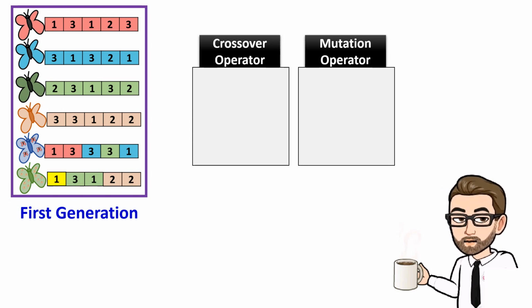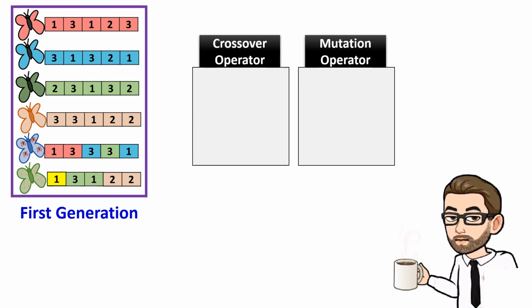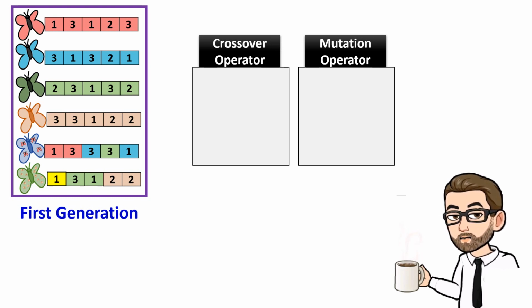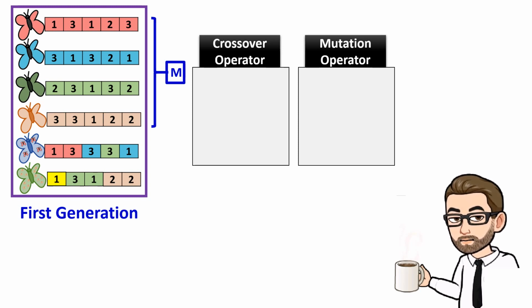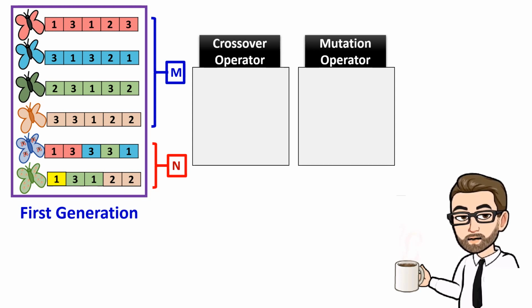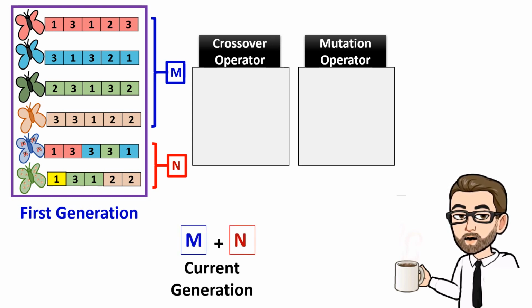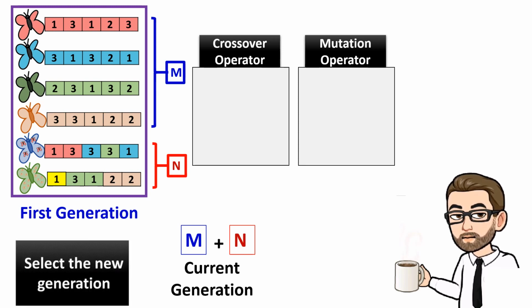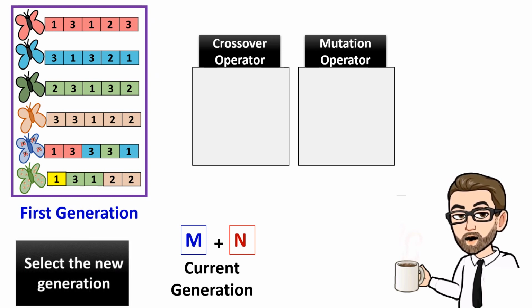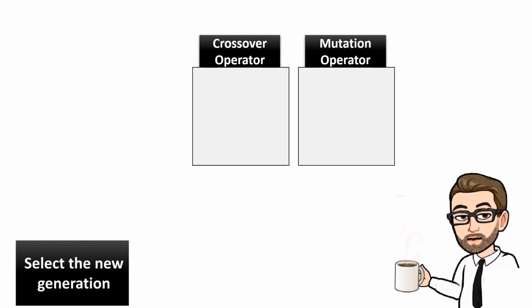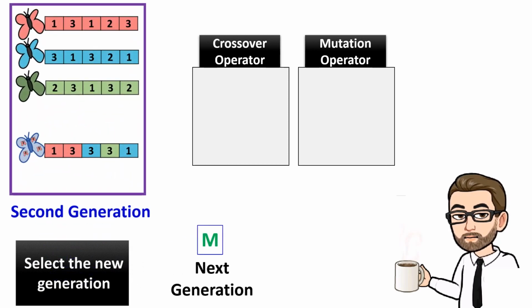In order to keep the number of members in the population fixed in all iterations, we need to discard some solutions to reduce the size of the population. If m is the size of the initial population and n is the number of offsprings created in each generation, then before the beginning of the next iteration, we need to select m new parents from m plus n. In this case, we need a selection mechanism. In the selection operator, the given input is all the parents and the children in the current population, and the output is the new generation with m new parents.